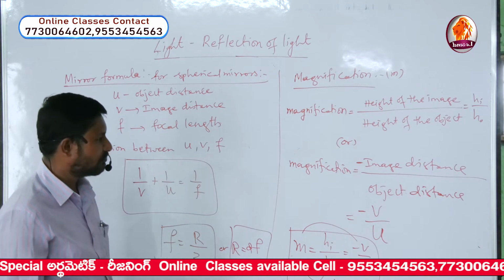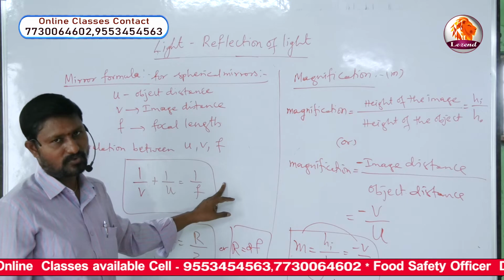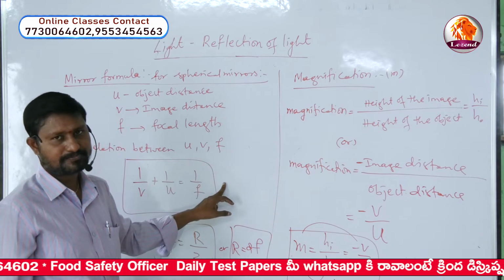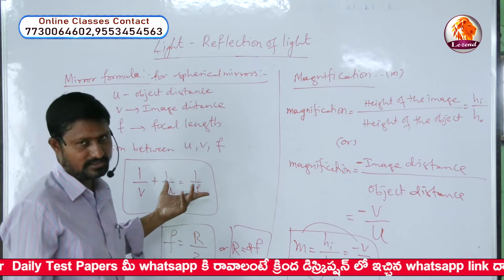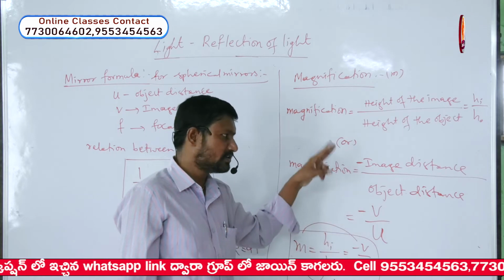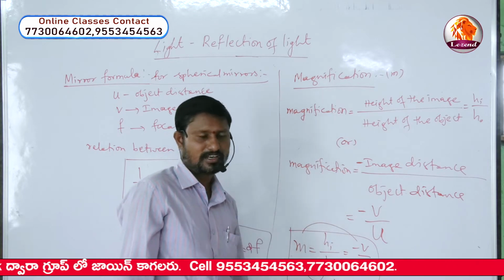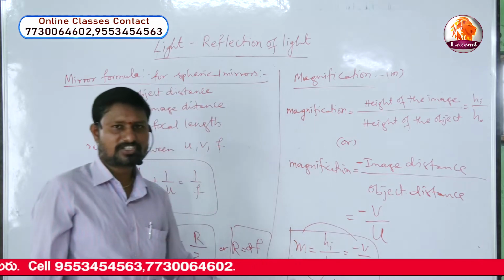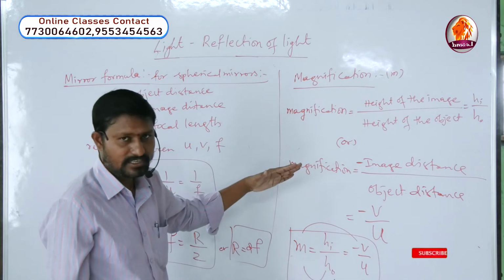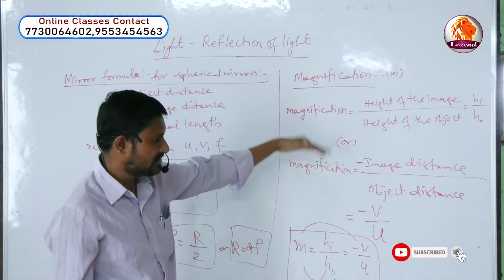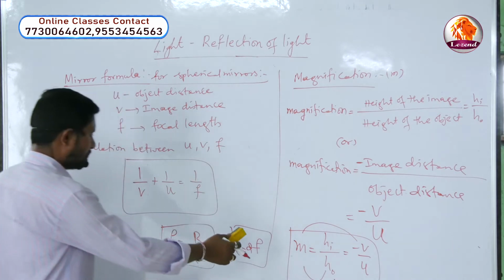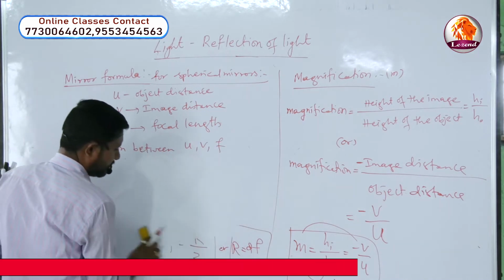They used to ask one important question for 1 mark: What is mirror formula? Write the formula also. And for 2 marks, they repeatedly ask: What is magnification? Write its formula. Based on the m value we can tell the nature of the image. Let us see the important points related to distances and everything now.